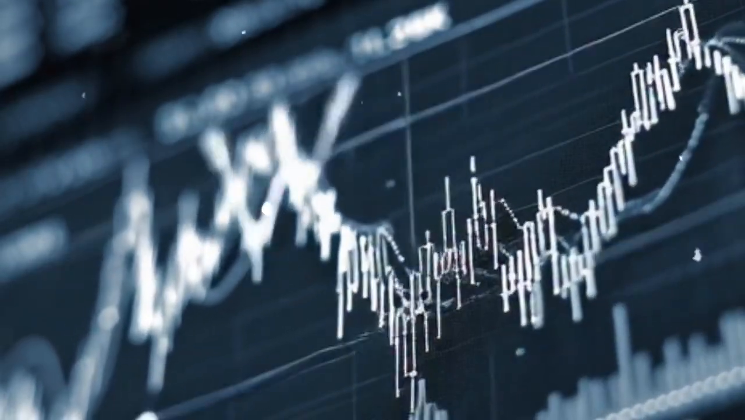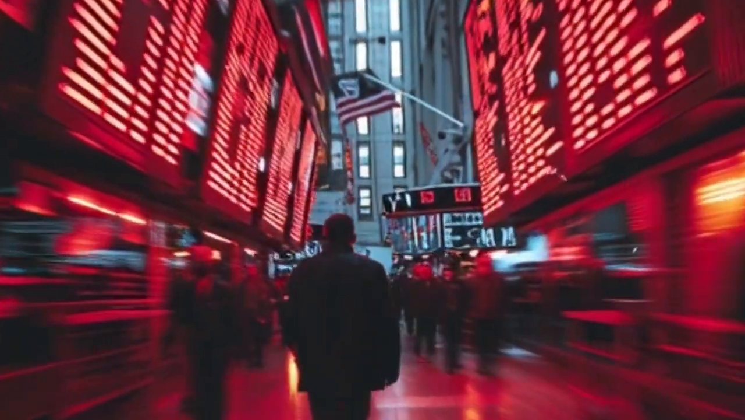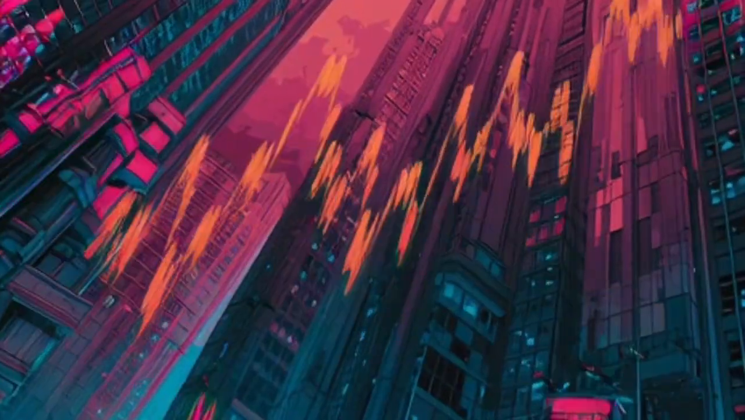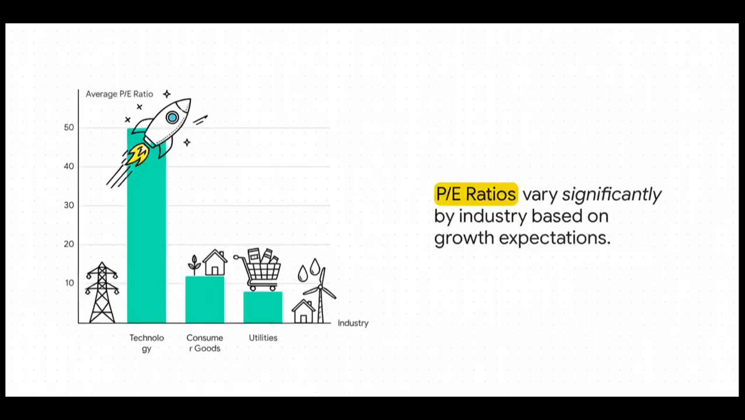And the most important context of all is the industry. You just can't compare a high-flying tech company to a slow and steady utility company. It's apples and oranges. They play by totally different rules and have completely different expectations for growth.